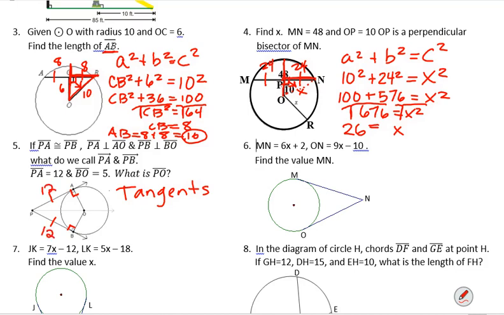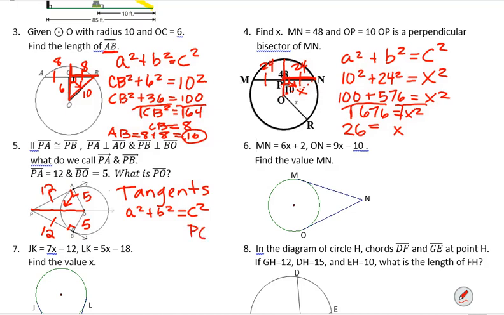It says BO is 5. Well, we know if BO is 5, then AO has to be 5 because they're both radii of the same circle. Then it's asking me to solve for PO. So once again, we're going to use the Pythagorean Theorem. So we're going to use a squared plus b squared, set that equal to our c squared. Let's look where our right angle is. So our right angle is there, so we're actually looking for PO.